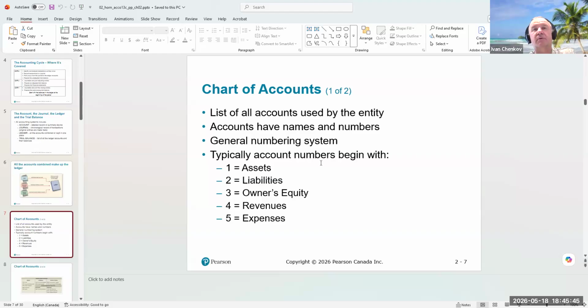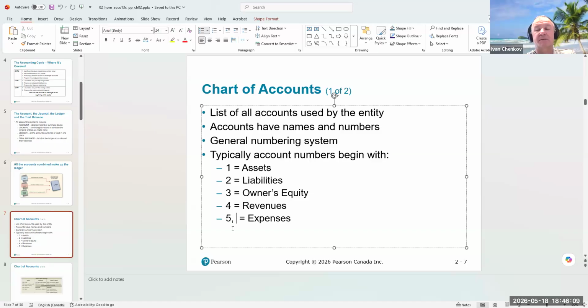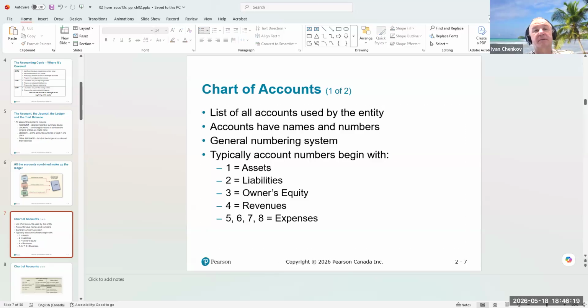So the logical order is: everything which starts with number 1, we're going to call asset. Everything that starts with number 2 will be liability. Everything that starts with number 3, those accounts will belong to the owner's equity. Everything that starts with 4, those accounts will be revenue accounts. 5, and we can say 6, 7, and even 8 are reserved for the expenses. The easiest way to remember it is very simple.